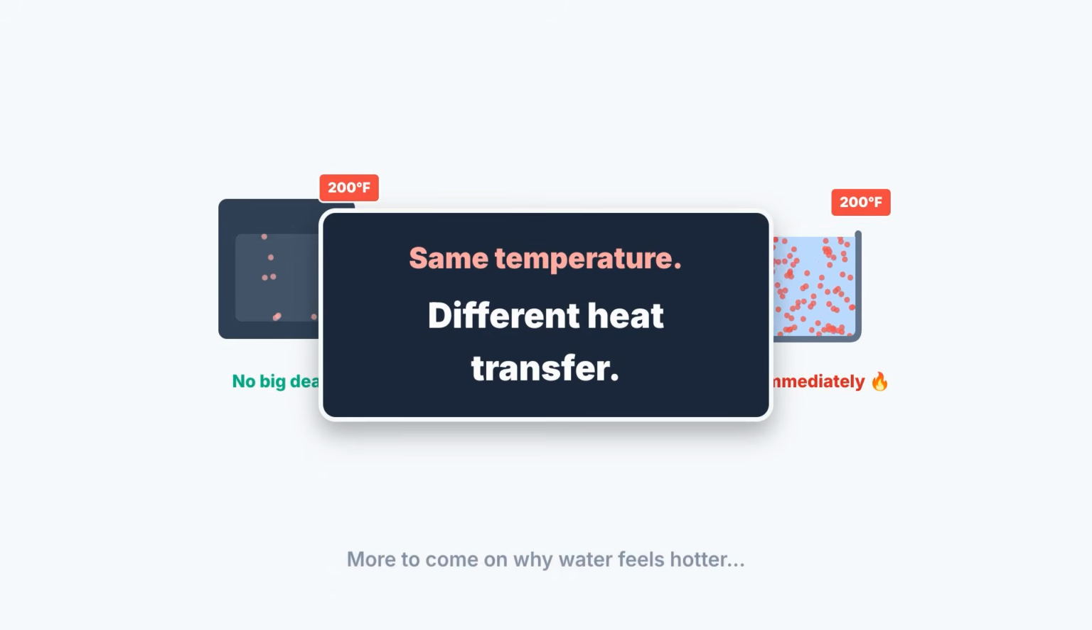Now there's another reason why water feels much hotter than air at the same temperature, but we'll get to that later. So why do we use temperature in cooking when it only tells us how hot molecules are on average?